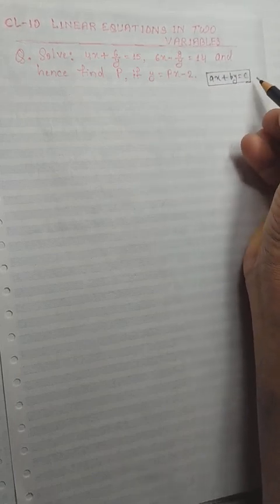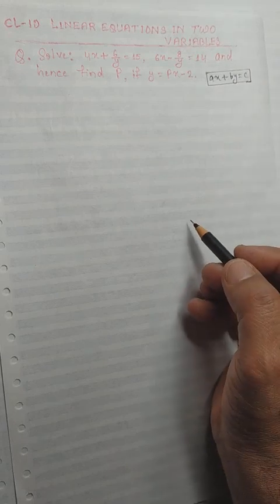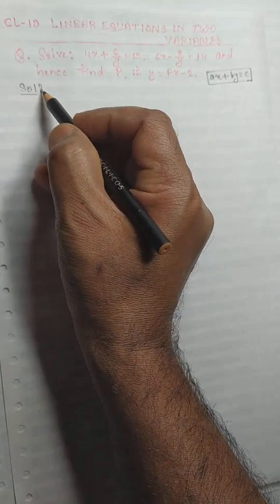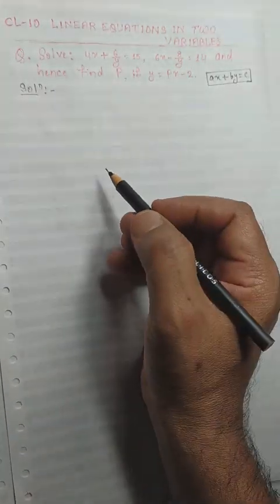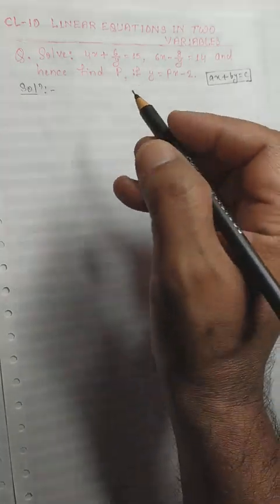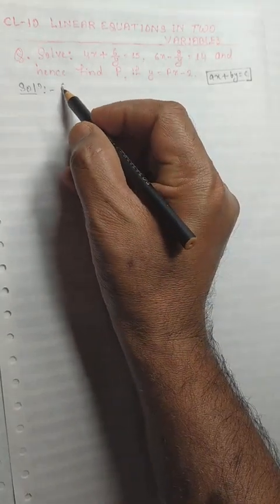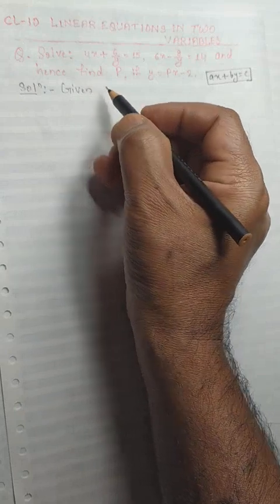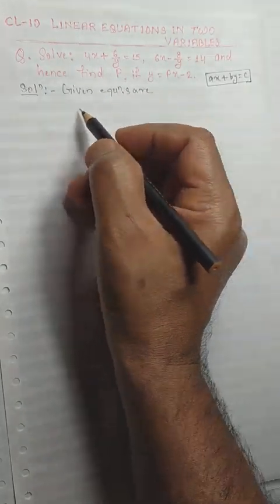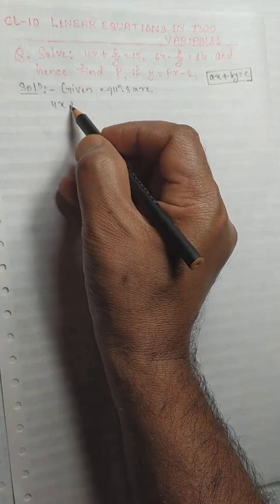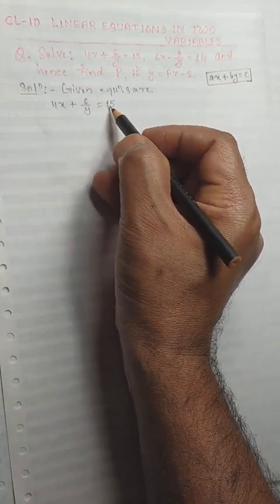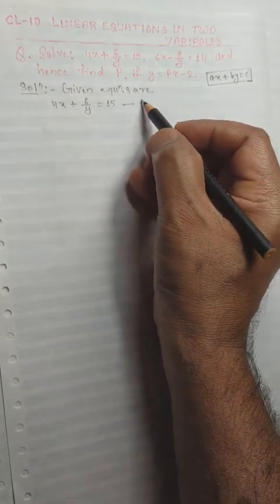Here, when we look at the question itself, it comes to our mind, oh, this equation looks very different, what to do? So nothing to worry, nothing to panic, just start. The given equations are, first one is 4x plus 6 by y equal to 15. Let's mark it as equation 1.